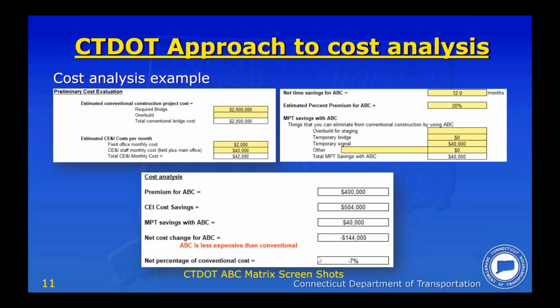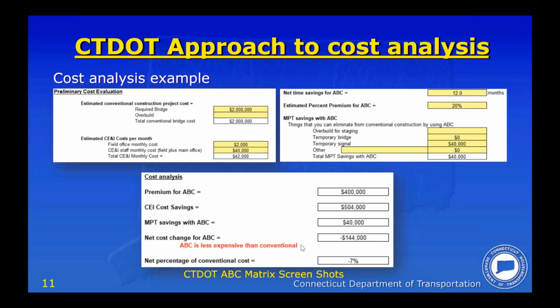The cost analysis, the spreadsheet, is actually comparing our total premium for ABC project. That comes from the 20% times the $2 million, $400,000 here. Our cost savings from ABC, $504,000. This comes from the 12 months of reduction in construction duration times the $42,000 here, plus our temporary signal that we don't need here. And that's the temporary signal in this cell here.